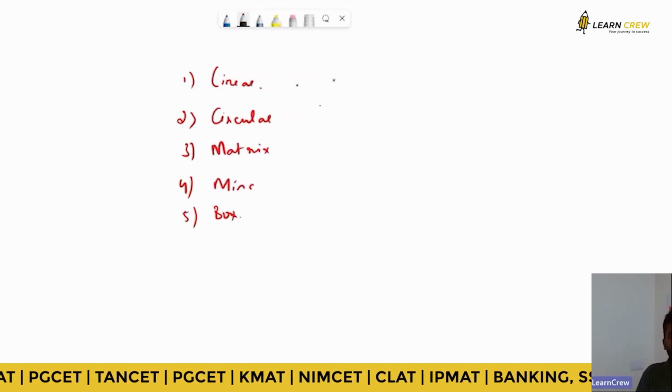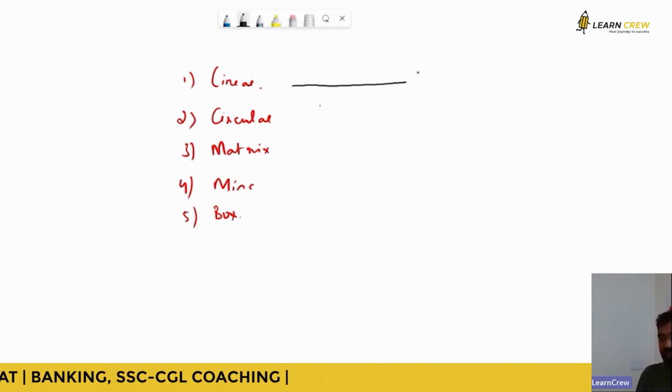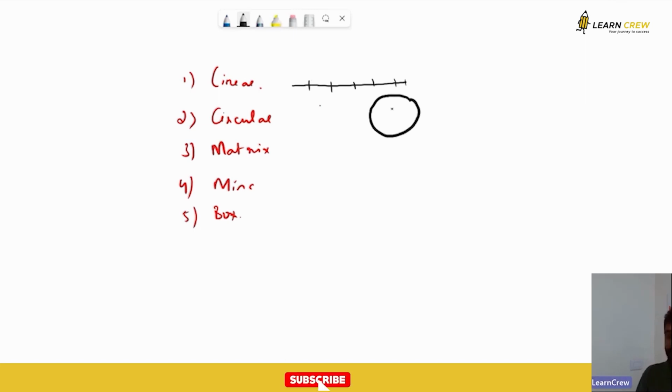Now, the first one we are going to see here is linear arrangement. That is nothing but where you're going to arrange a number of persons or cars or cards or whatever it is in a single order or in a single line. This is a linear arrangement. Circular arrangement, you're sitting at a round table and who is facing you? Who is next to you? How are you facing? Is it inside? Is it outside? These kinds of things will come.